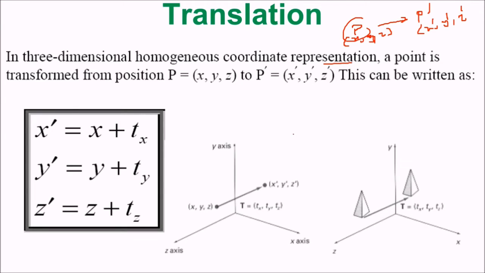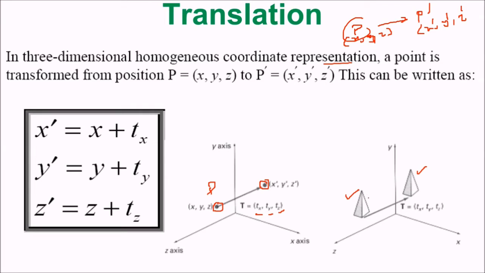This can be written like this. If you have a point P at x, y, z, and you want to translate it to a new location x dash, y dash, z dash, the translation vector is given by tx, ty, tz. That is translation with respect to the x-axis, y-axis, and z-axis. And this is similar with 3D objects also.